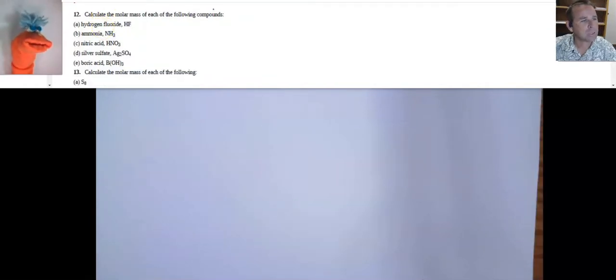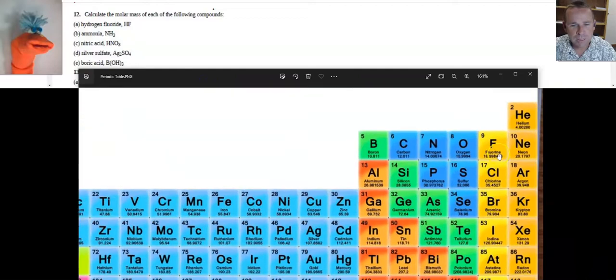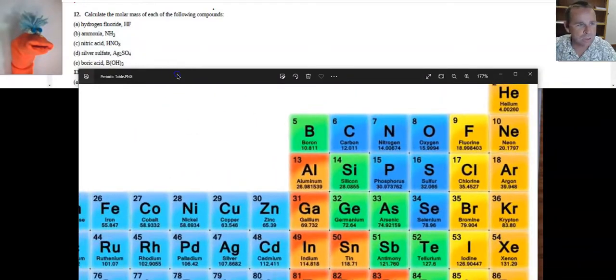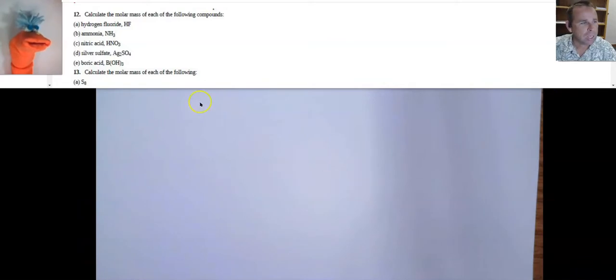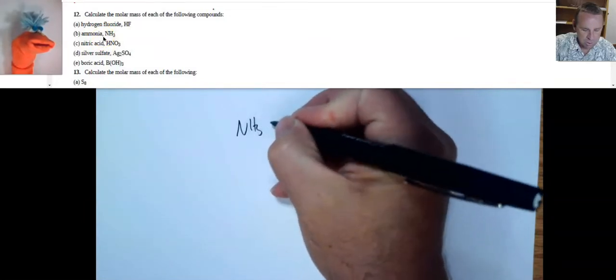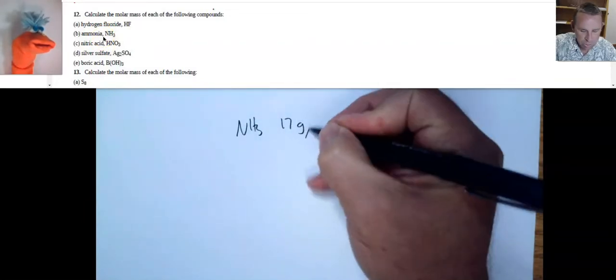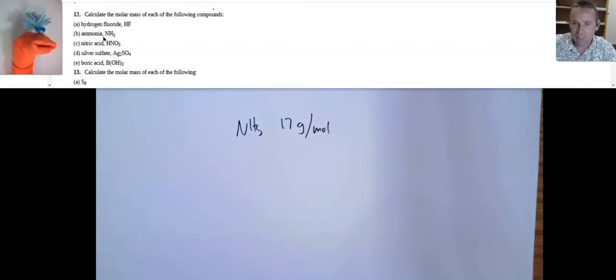All right, number 12. Calculate the molar mass for each of the following compounds. Hydrogen fluoride. Fluorine was 19 and hydrogen's 1. If we look at fluorine, we see that it's 18.99, so that's close enough to 19, right? Yeah. Okay, so 20 there. Ammonia. Nitrogen's 14, hydrogen's 1 each, so that's 17. All right, good job. Ammonia, NH3, is 17 grams per mole. That's how many grams of ammonia you'd need if you wanted 1 mole of ammonia gas, right? Yep.